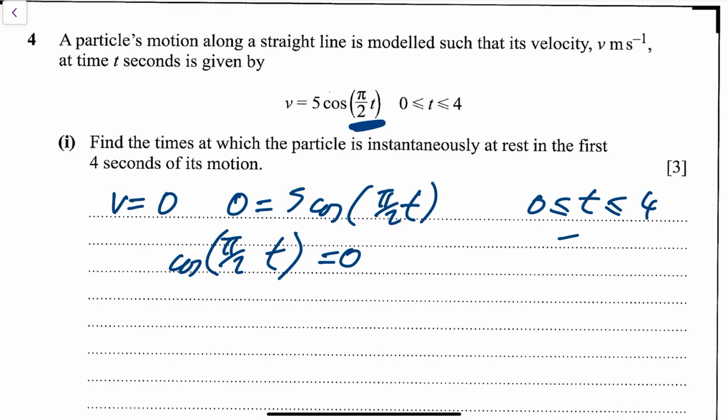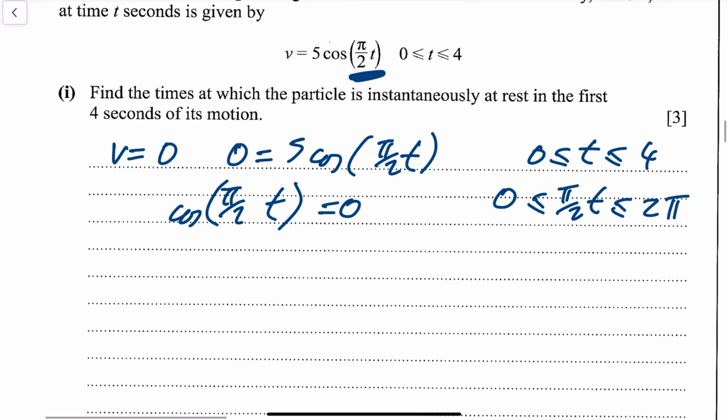Now if you multiply that by pi over 2 times t, pi over 2 times 0 is 0. Pi over 2 times 4 is 2 pi. So we're really doing this: you can sort of use your CAST diagram for this.